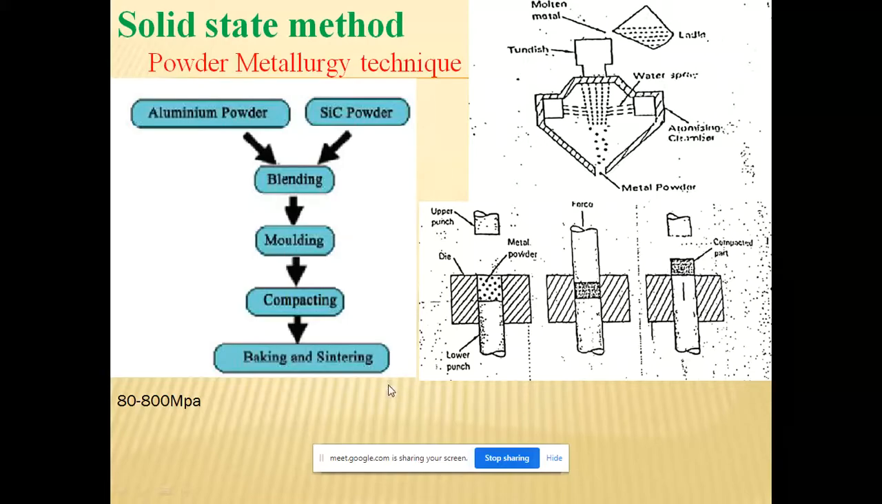Then we need to bake. Baking, or sintering, means giving temperature. We heat the component so that any void or porosity between two particles in the component is removed and they become completely adhesive, and for that reason we go for sintering. Once the sintering is done, we can remove the component and go for machining according to our shape and size. These were the different processes involved in powder metallurgy.